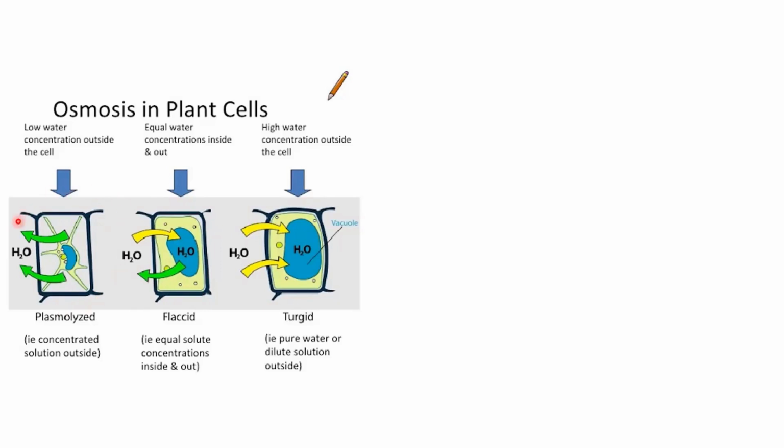However, if this plant cell is in such a state that the concentration of water outside is less as compared to inside, which means that the outside environment is hypertonic. Hypertonic means it has more solutes, less water. Concentrated solution outside. Concentrated solution means more solutes outside. So if there are more solutes outside and less water, water is going to move out of the cell.